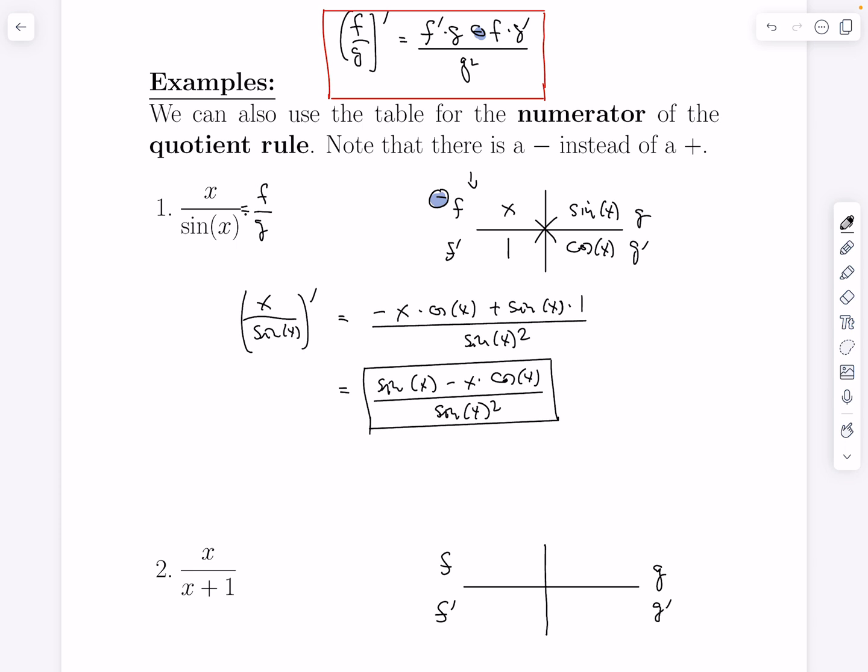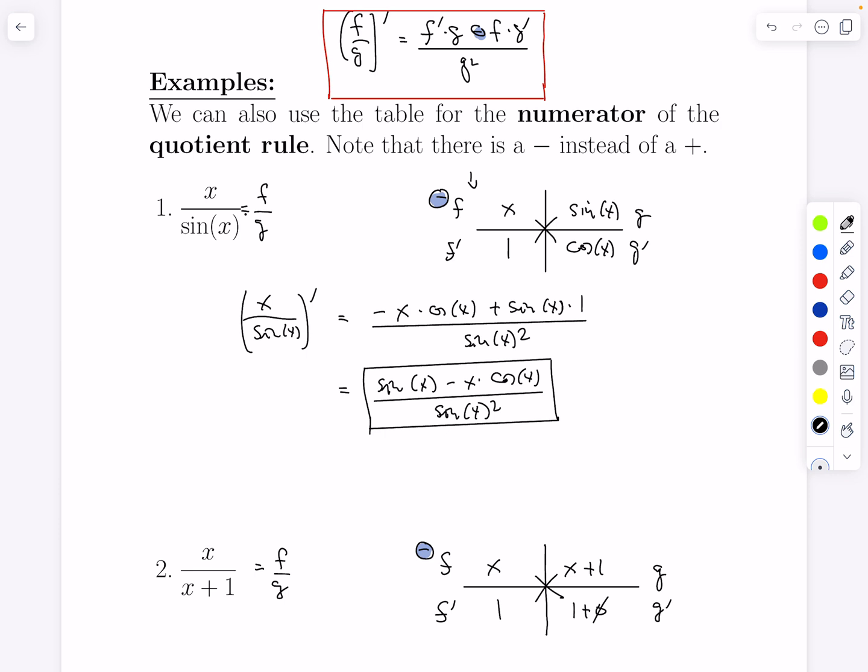Okay, so now we have x and x plus 1, and the f gets a minus now, because we have the quotient rule. And again, the order matters now, that g is on the bottom. Okay, then we take the derivative. The derivative of x is 1, right? The derivative of x plus 1 is 1 plus 0, right? Goes away.